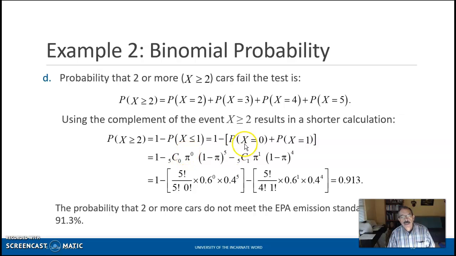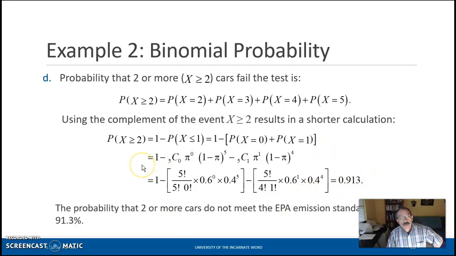Then we calculate the probability that the random variable is 0 and the probability that the random variable is equal to 1. Again, I write the binomial formula for each case, and then I expand the factorials and the probabilities and the corresponding powers. I carry out these calculations and I obtain 0.913. So the probability that 2 or more cars do not meet the EPA emission standard is 0.913 or 91.3%.